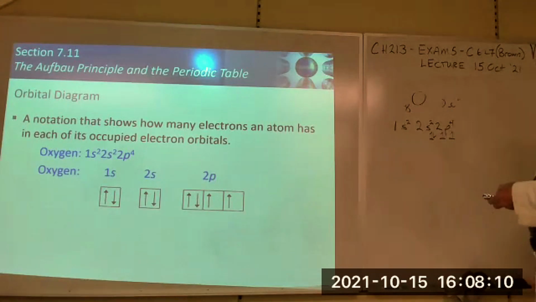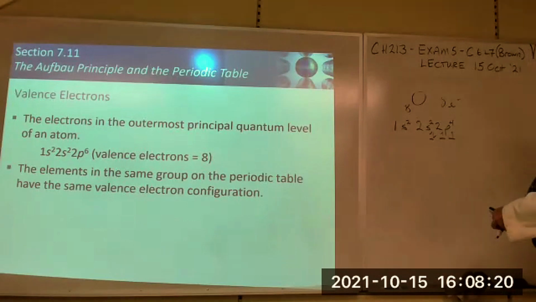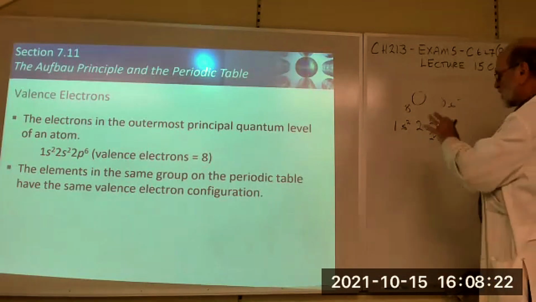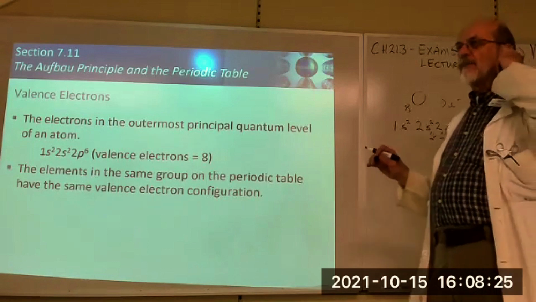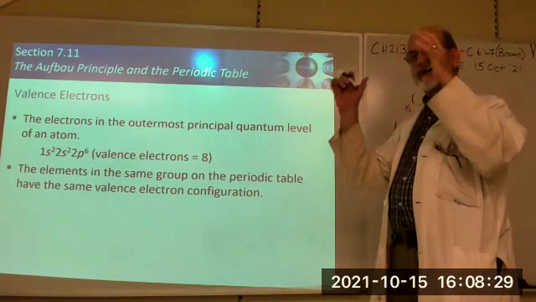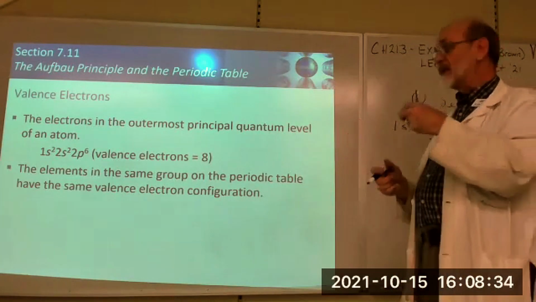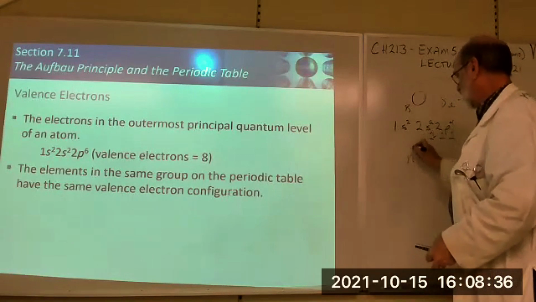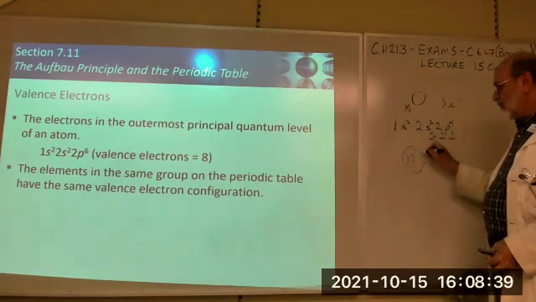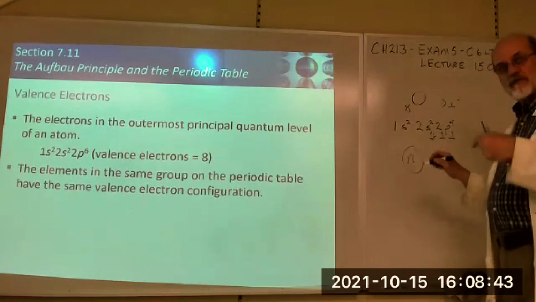Okay, that's why it's written this way. And why it's written this way, to obey Hund's rule. Okay. Now, once you've drawn this, if you need to know how many valence electrons there are, valence electrons are the outermost electrons with the highest energy level, which means the highest n. Count them up. How many are in that level? And those are your valence electrons.